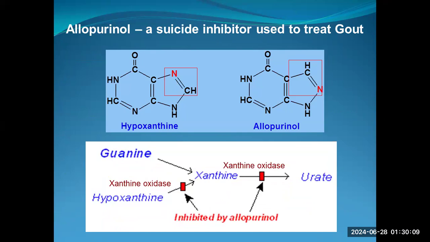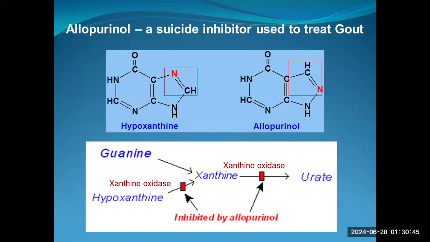Allopurinol is the analog of hypoxanthine, because you can see right here, guanine and hypoxanthine, both by the action of the enzyme xanthine oxidase, are converted into xanthine, and xanthine oxidase then converts xanthine into urate, or uric acid. Allopurinol blocks the activity of xanthine oxidase.